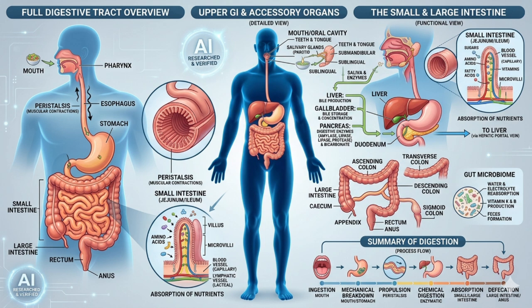1. Oral cavity, mouth. Digestion begins before food enters the mouth, with the sight or smell triggering salivary glands. Mechanical: teeth break down food, mastication, to increase surface area. Chemical: salivary amylase begins breaking down complex starches into maltose.